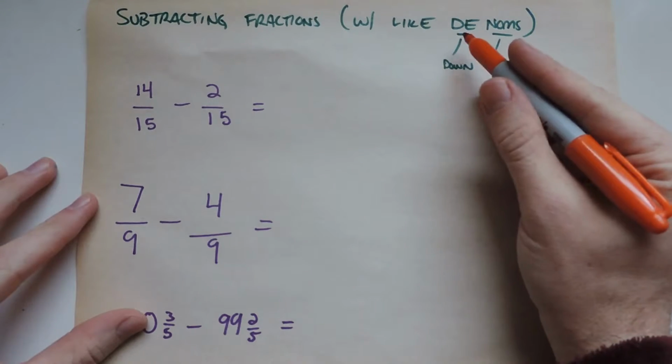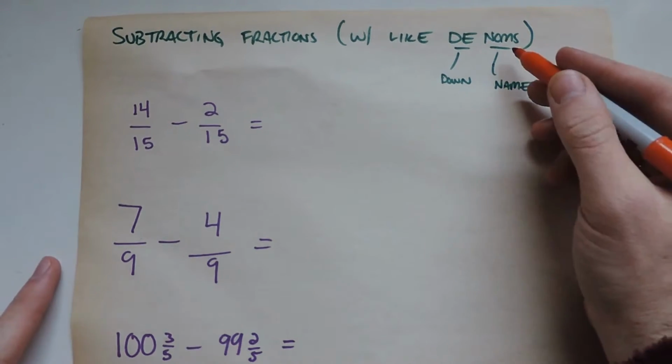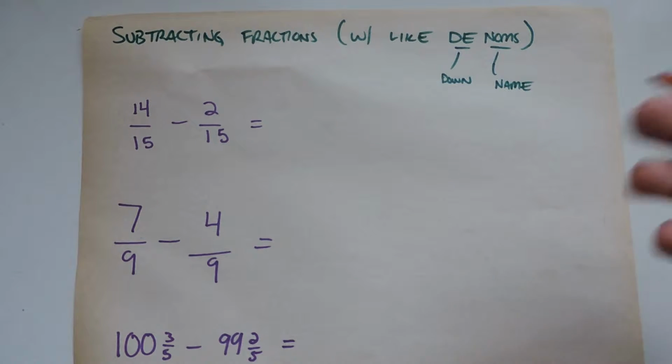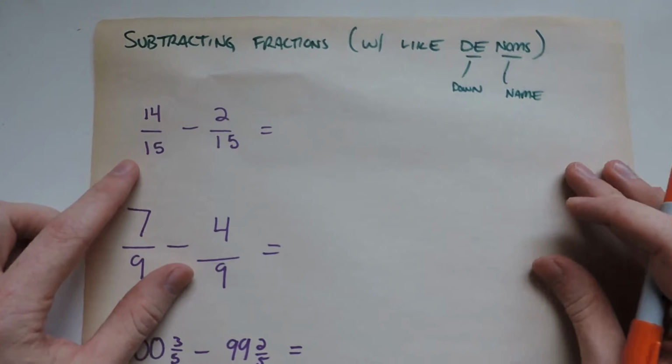Remember, de in Latin means down, it's the prefix for down, and nam means name. So it just is like the down name. So this is the number here, that's how you can remember that.